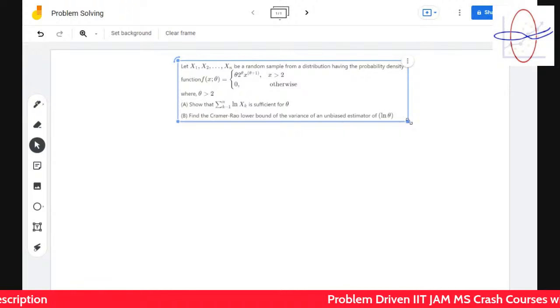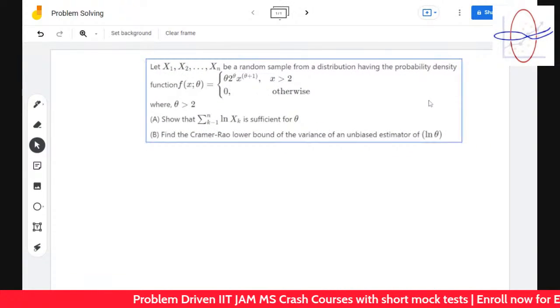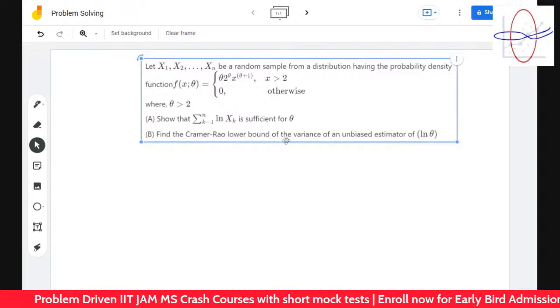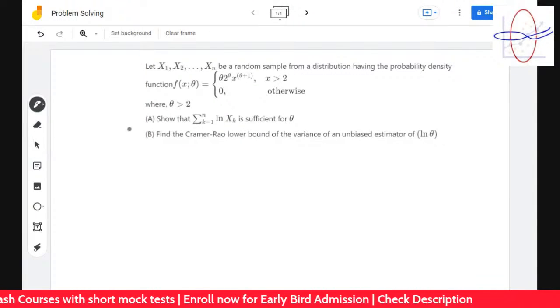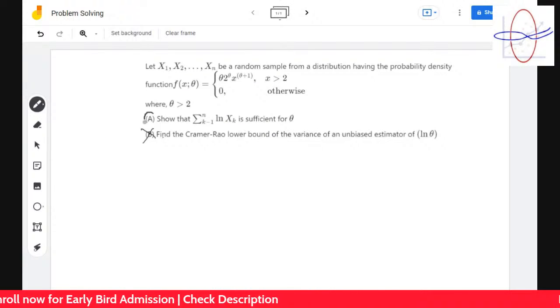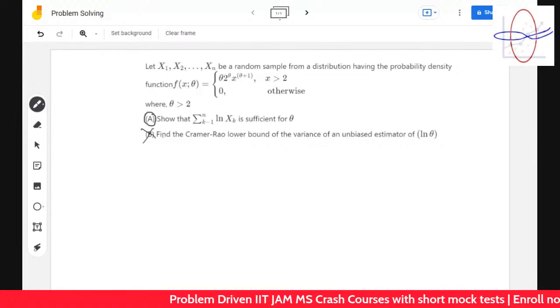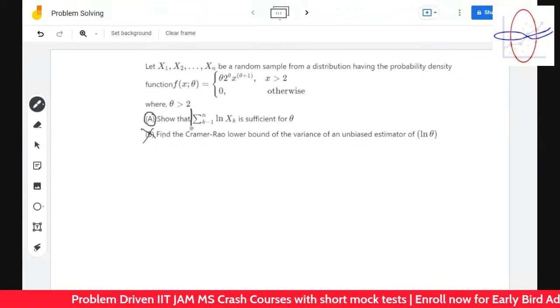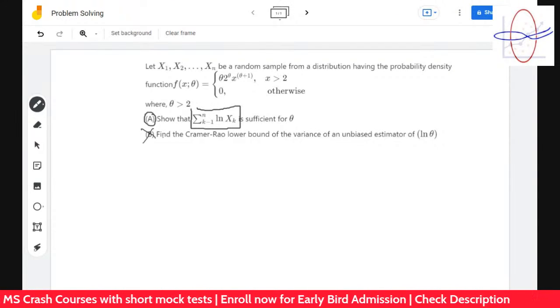So X1, X2, ..., Xn are a random sample from a distribution with this probability density. Show that this is sufficient for theta. So let's forget about the Cramér-Rao bound and focus on the sufficiency part. Show that this is sufficient for theta. How to show that some statistic is sufficient? Any ideas, guys? What do you think is a way to show this?